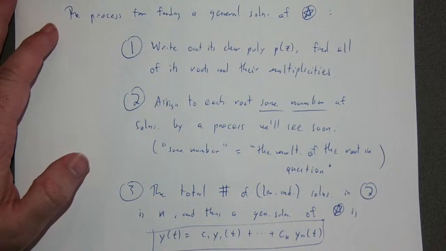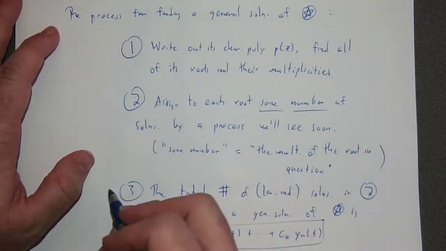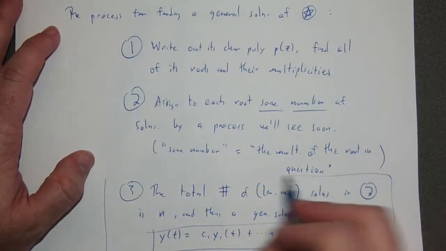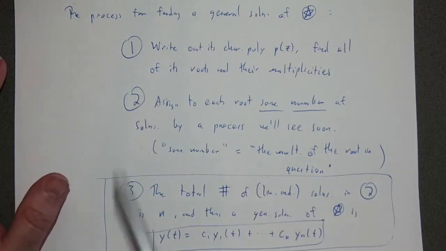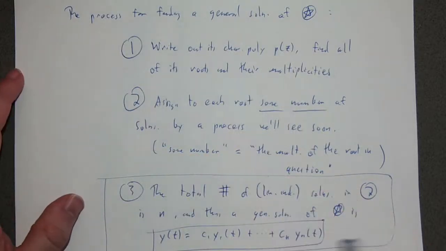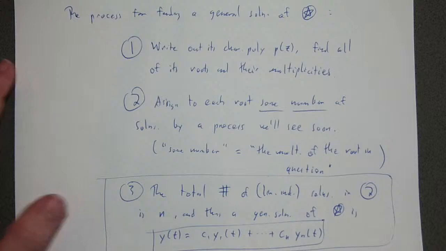Now, to say a couple of things. Step 3 is kind of an automatic step, because if I found all n of these from step 2, step 3 is just saying write it out like this. And that's the general solution. So 3 is not really much work on my part. So all the work is happening before this. Write out the characteristic polynomial, that's easy. Find all of its roots and their multiplicities.